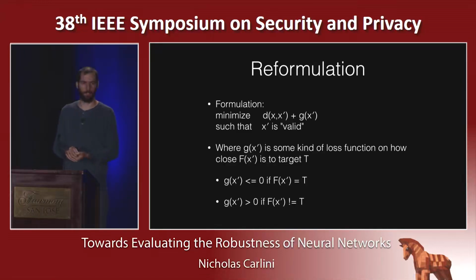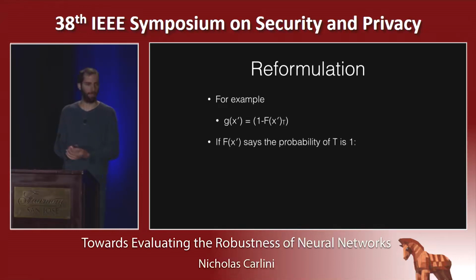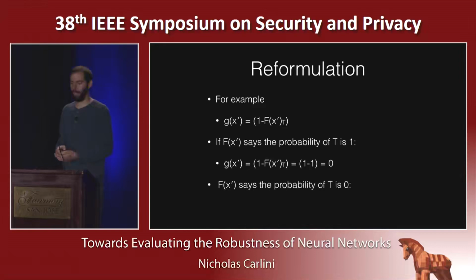So what's an example of this function? Well, one simple example that you can think of is to say we'll take the network, we'll evaluate it on this input x prime, we'll look at the probability of class t and subtract that from 1. So what does this look like? Well, if the network f of x prime says the probability of t is 1, then we end up with 1 minus 1 is 0. And conversely, if f of x prime says the probability of t is 0, then we end up with 1 minus 0 is 1. So we're maximized when we're not an adversarial example and minimized when we are.